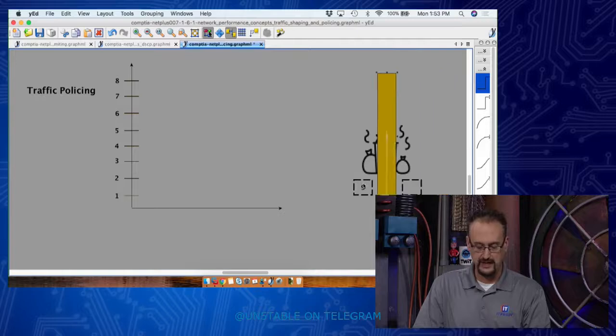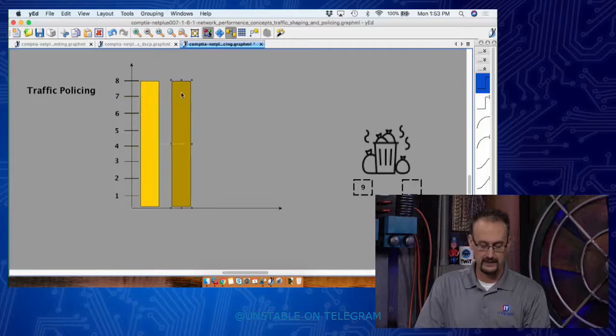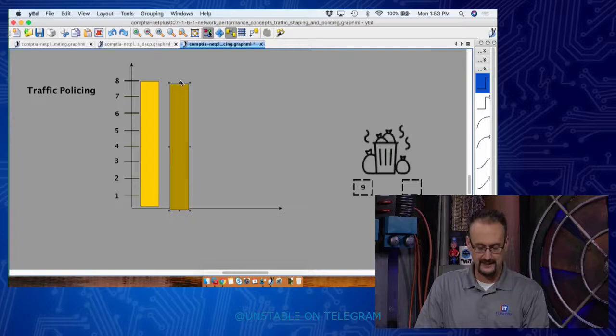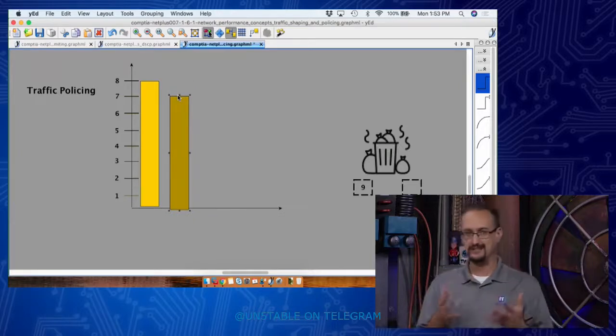Now, remember what we said. Traffic policing, we're saying 8 bits is the cap. So anything less than that, right? If I say, okay, here's 8 bits, and somebody's sending, let's say, 3 bits of information, well, they don't really notice it, right? And if they send 7 bits, well, just like traffic shaping, it really doesn't affect us.